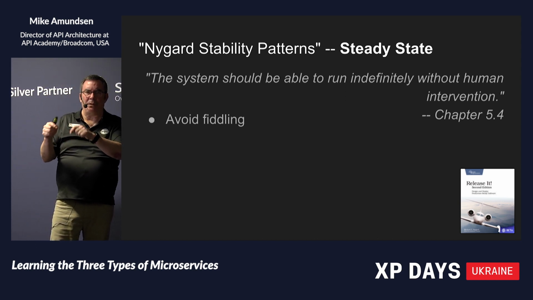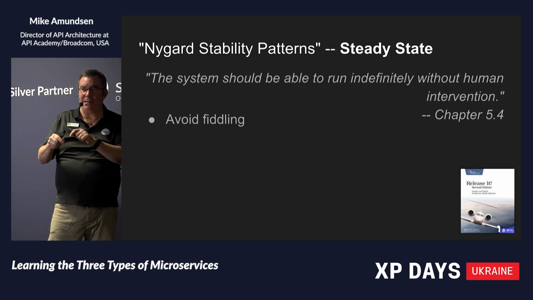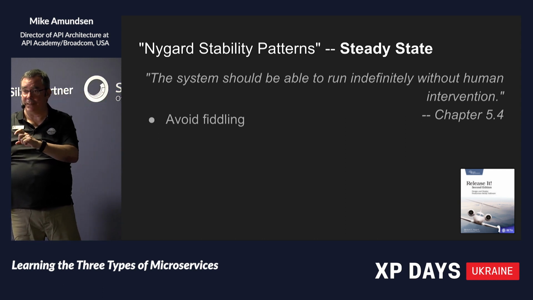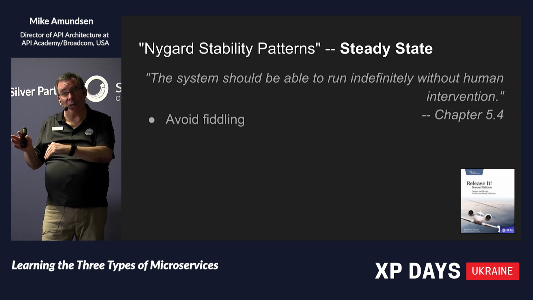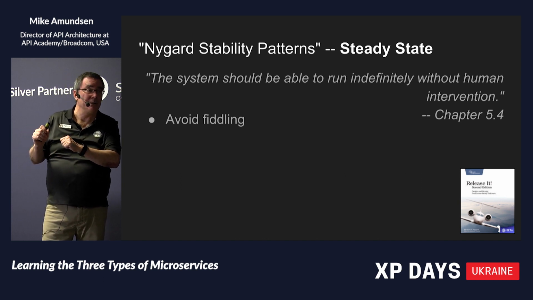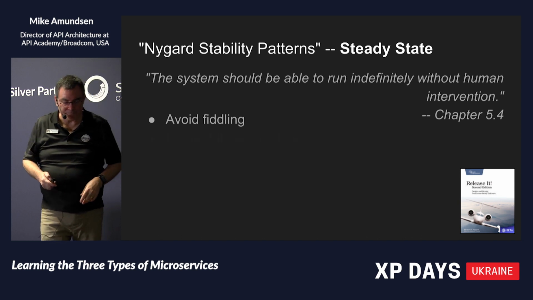Somebody has to type something to keep the system up. At AWS last year, somebody had to type something to keep the S3 buckets up and running. They typed the wrong thing and took all the S3 buckets offline in North America. Oops. It's because a human was fiddling, a human was typing. That's a sign of a problem.